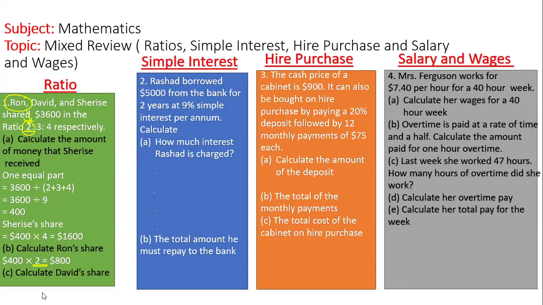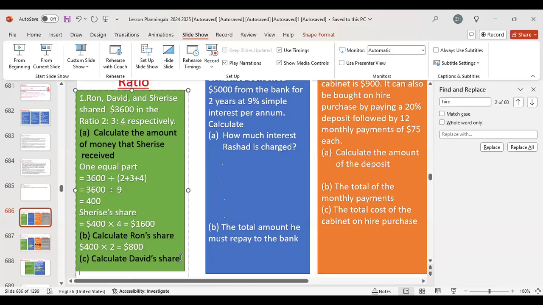All right, next we have David's share. In order for us to find out what David's share is, what do we have to do? 400 multiplied by 3. 1,200. Why are we multiplying 400 by 3? Because that's his share. He has 3 equal parts, right? So it's 400 multiplied by 3, which is 1,200. Very good.